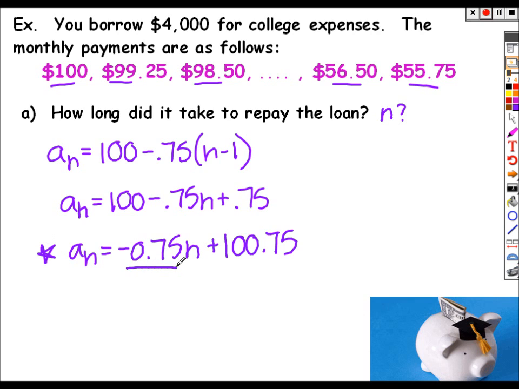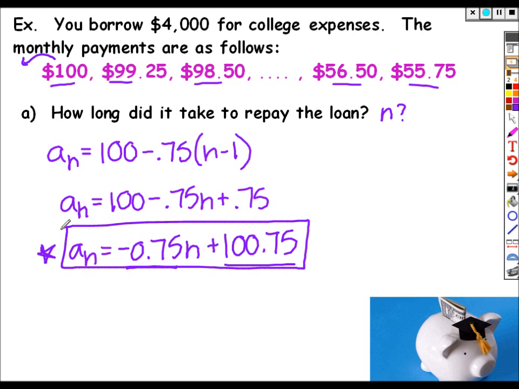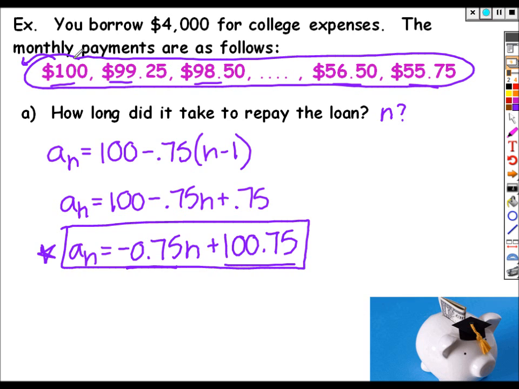Some of you may have started here and noticed this is my rate of change. That'd be like my slope in y equals mx plus b. This would be the a sub 0 term. So if I add 75 cents and go 1 term back. So let's look at this for our explicit formula. And look at how I can determine how many terms are in this sequence.